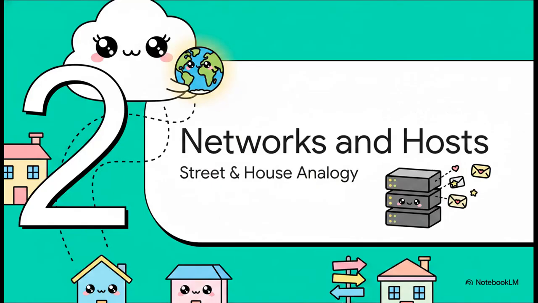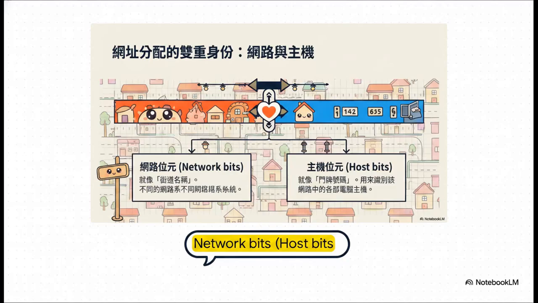Moving on to Section 2, networks and hosts, the street and house analogy. Let's see how organizations like ICANN actually distribute these numbers to pinpoint specific locations online. It helps to think of the network bits kind of like your street name. It tells internet traffic which general neighborhood it needs to navigate towards. Then the host bits act like your exact house number on that specific street.